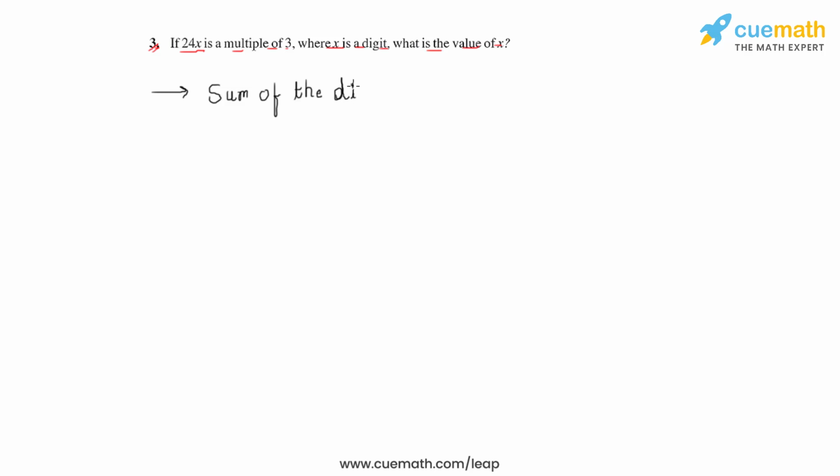Now to answer this question, let us first consider the sum of the digits of the given number. So the sum of the digits would be 2 plus 4 plus x, which in the next step would become 6 plus x. Now we'll have to assign different values of x for which the sum would have to be divisible by 3. So we know that if we put in x equals 0, the sum would be 6 plus 0, which will give us a 6, and this number would be divisible by 3.